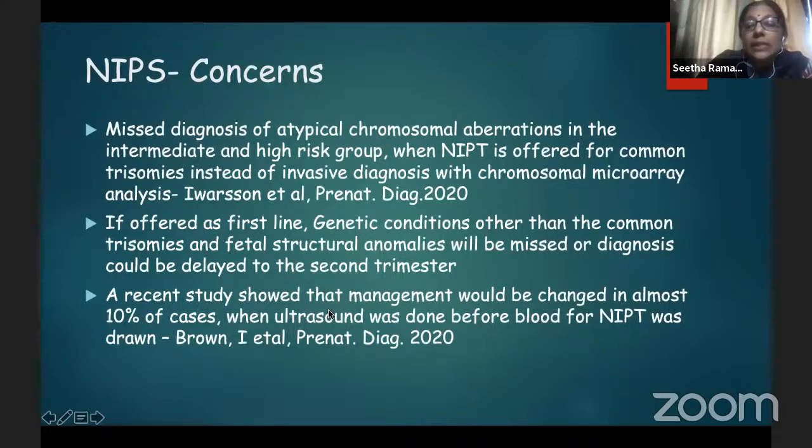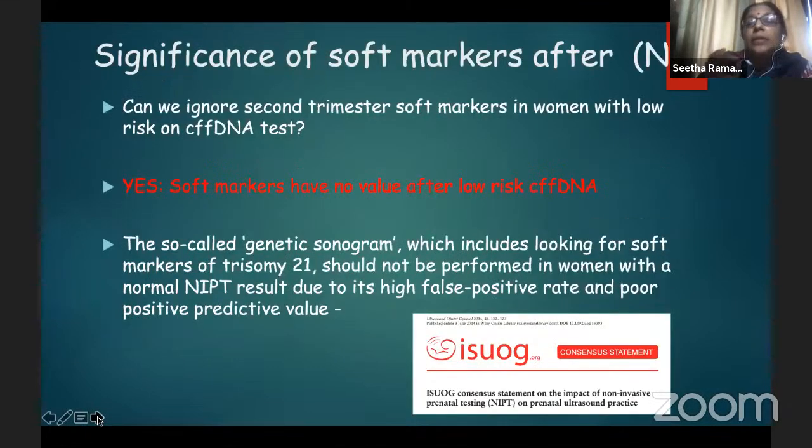And in fact, a recent study showed that management would be changed in almost 10% of cases when ultrasound was done before blood for NIPT was drawn. So it is important to remember that the first trimester screening has to be done before you can offer the NIPT or NIPS. Now, what about soft markers?